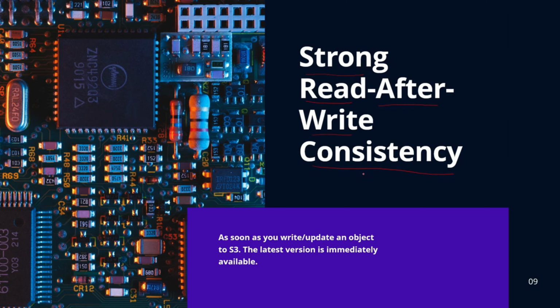Now moving on, we're gonna end with S3 follows the principle of strong read after write consistency. What this basically means is, as soon as you write an object to an S3 bucket, or maybe you're updating an object in an S3 bucket, the latest version is immediately available. So again we can take an example wherein you're uploading multiple versions of a specific object. Whenever you upload a new version of an object, you are guaranteed to get that new object in return when you read. You will not get the previous object in this scenario.